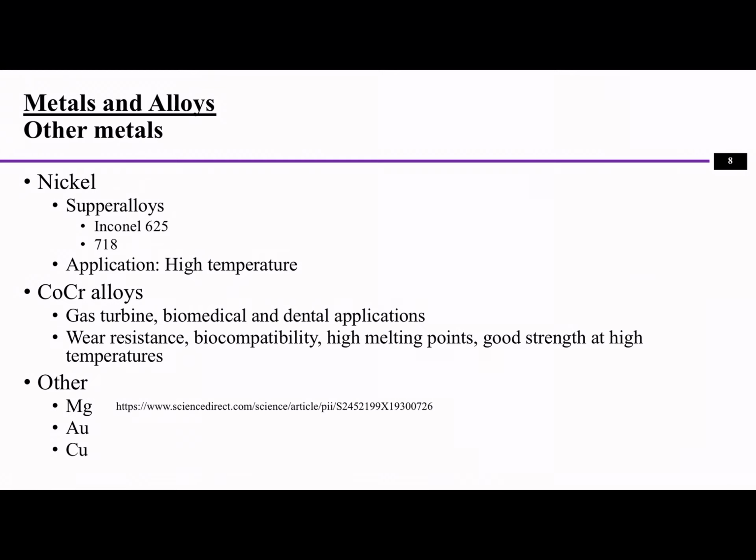Some other metal materials that are also used in 3D printing include nickel, cobalt, chrome, and alloys, and also some other metals like magnesium, copper, and gold. And about cobalt chrome alloys, it's being used a lot in biomedical areas. It's because of the characteristics of wear resistance, biocompatibility. Also has a high melting point. And it also has good strength at high temperatures. So that's why cobalt chrome has been used a lot in the biomedical industries.